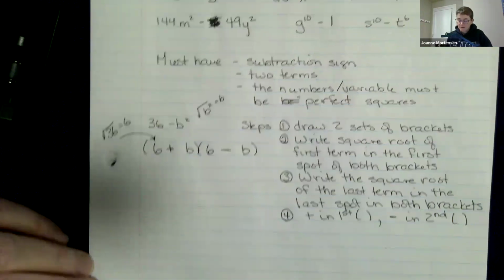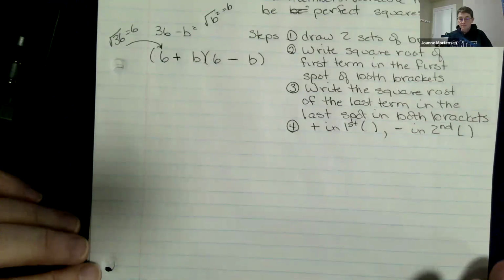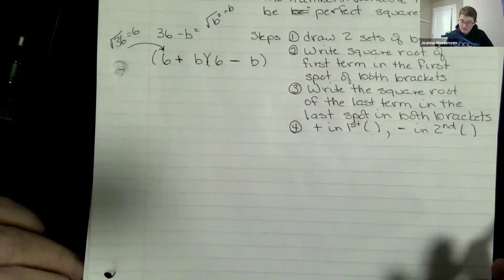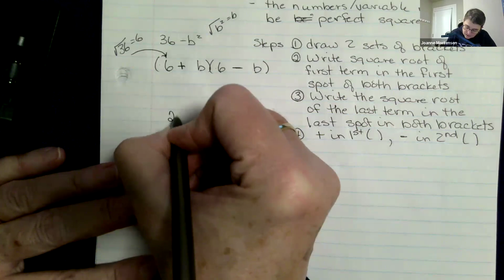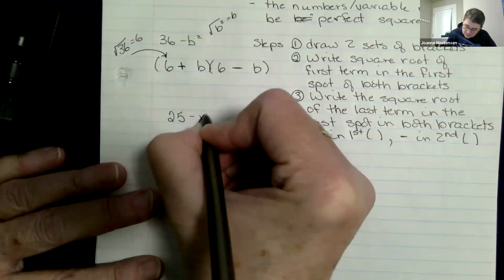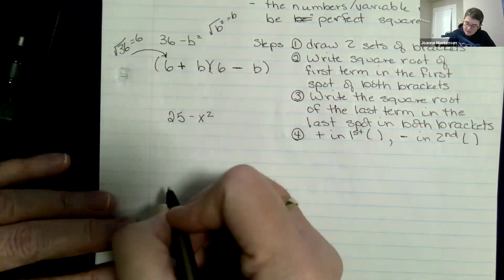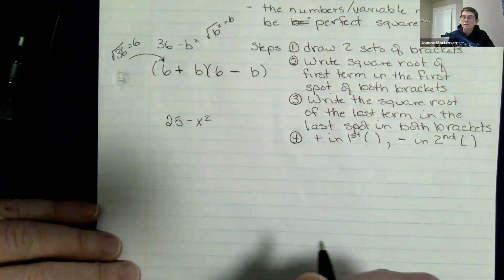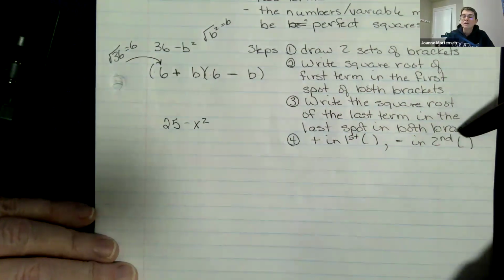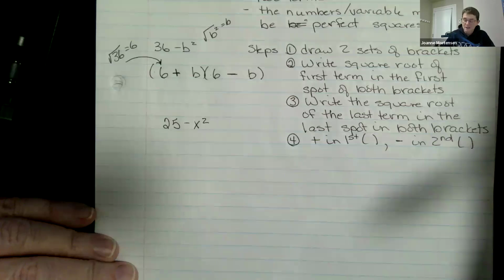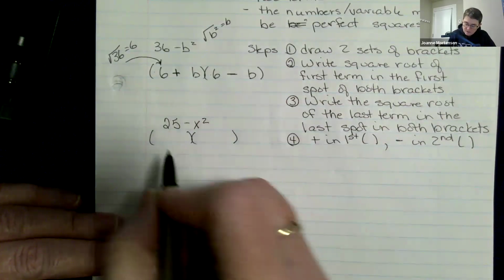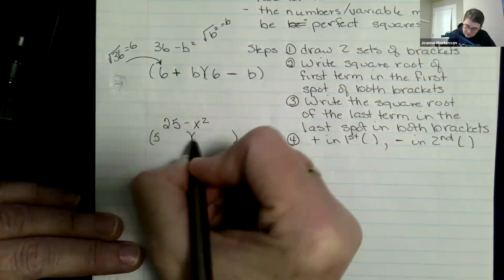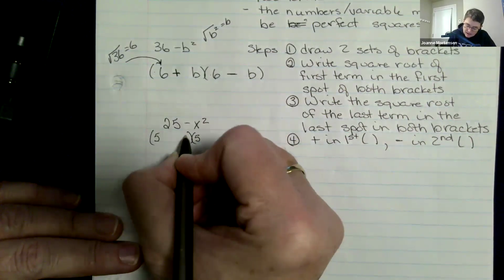Let's try some of these other questions. Excuse me, I'm just going to copy them from the top of the page. 25 minus x squared. Okay, here we go. Step 1, hold on. I don't know where this sits for you, so I'm just going to move my little picture up there a little bit. 2 sets of brackets, boom, boom. Square root of 25 is 5. Square root of x squared is x.